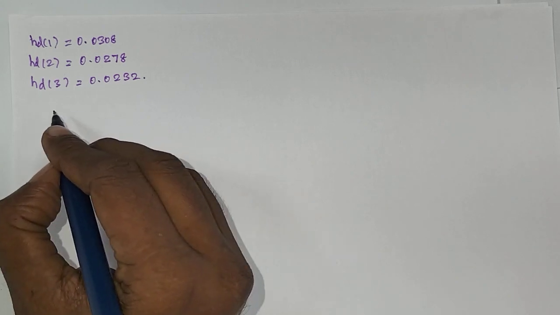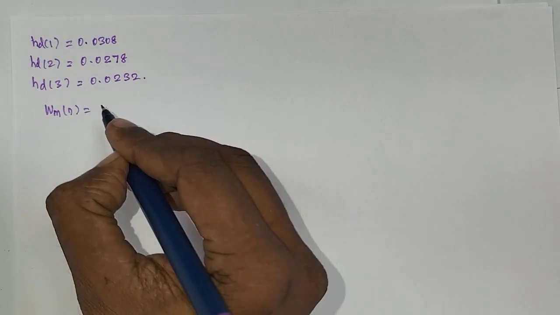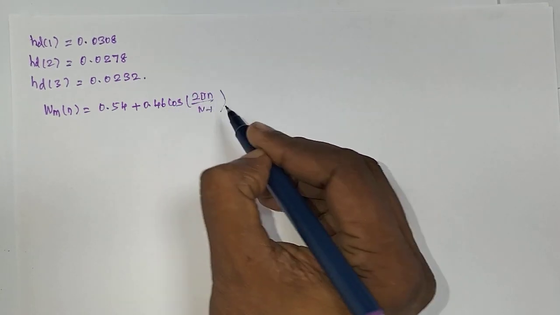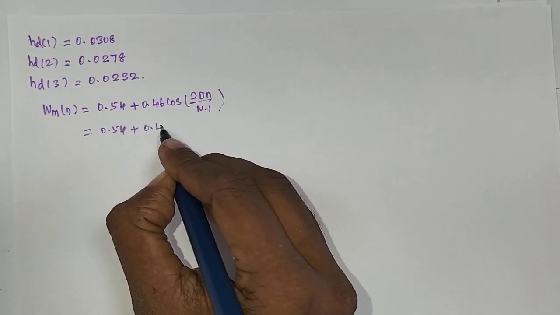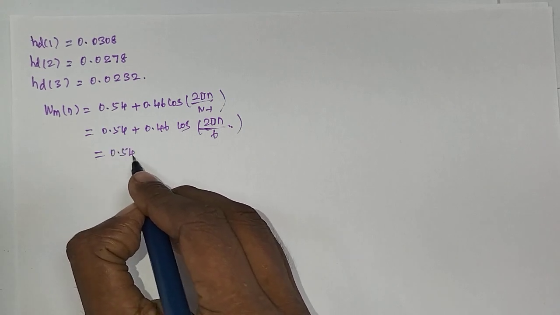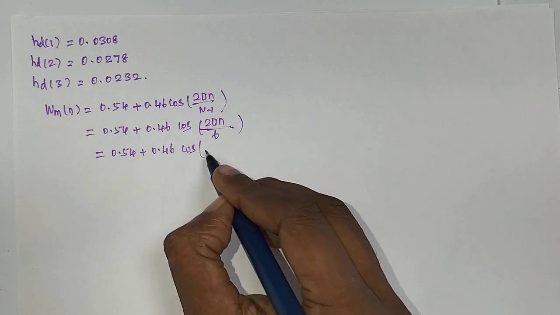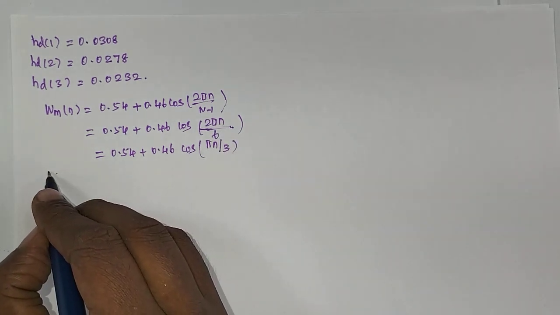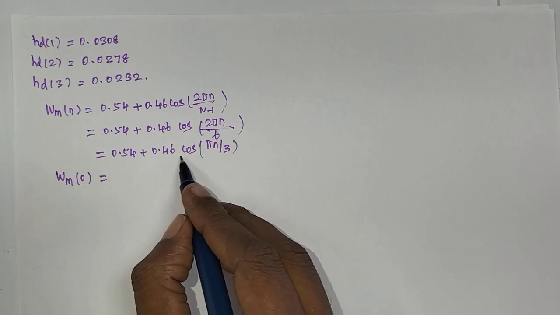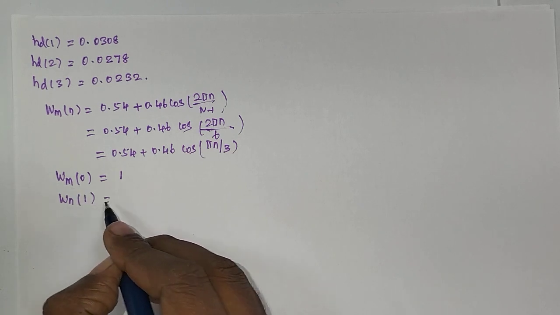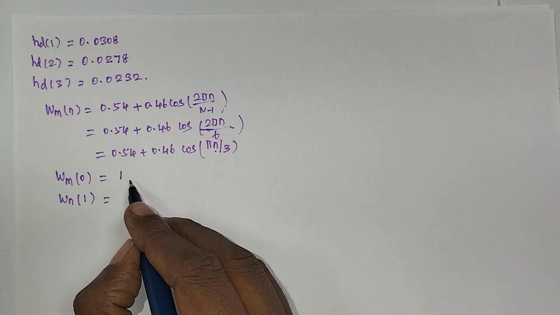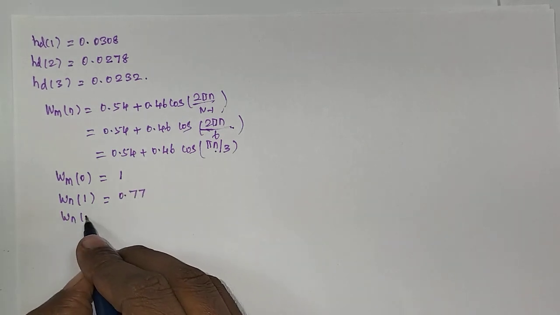The window function is the Hamming window. So you know the relation for Hamming window, that is 0.54 plus 0.46 cos 2 pi n divided by N minus 1. Here capital N value is 7, 7 minus 1 is 6, so it is 0.54 plus 0.46 cos pi n by 3. So for different n values, wm of 0, cos 0 value is 1, so 0.54 plus 0.46 is equal to 1, and wm of 1, substitute n equal to 1, cos pi by 3 into 0.46 plus 0.54 is equal to 0.77. Similarly, find for all the n values.